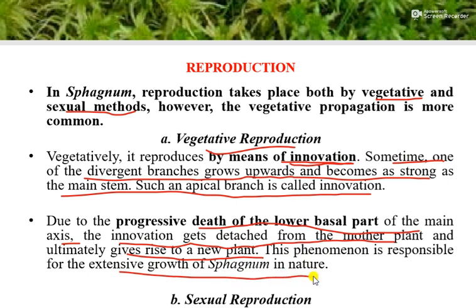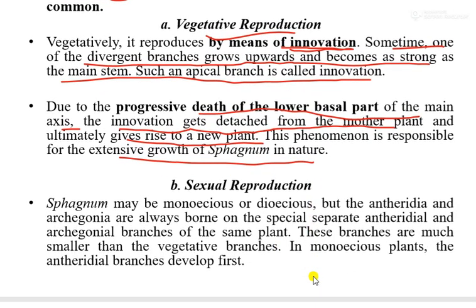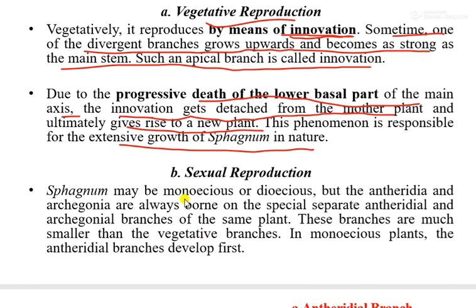Okay, this was about the vegetative reproduction. Now let's see the sexual reproduction in sphagnum. Sphagnum may be monoecious or dioecious. I hope you know the meaning of these words. Monoecious means both the male and the female sexual organs are on the same plant, and dioecious means they will be situated on different plants. Now, the male reproductive organ, that is antheridia, and the female reproductive organ, that is archegonia, are borne on special branches known as antheridial and archegonial branches respectively.